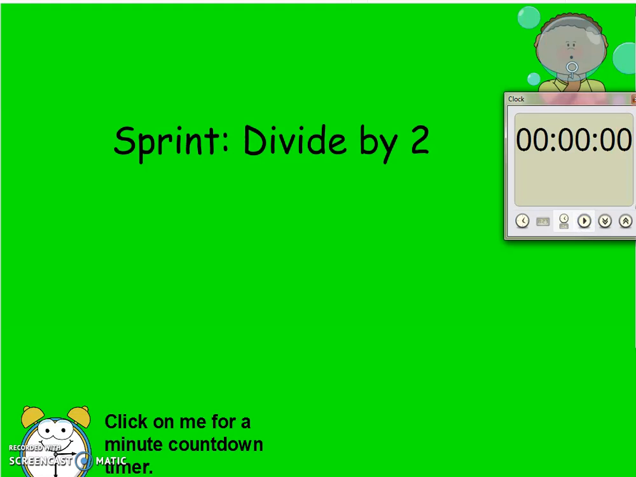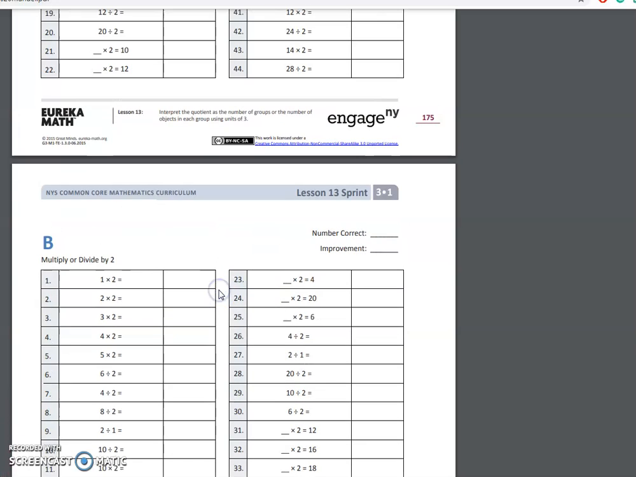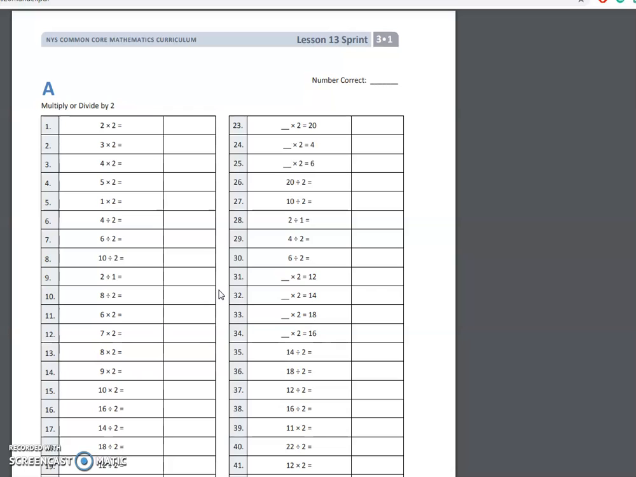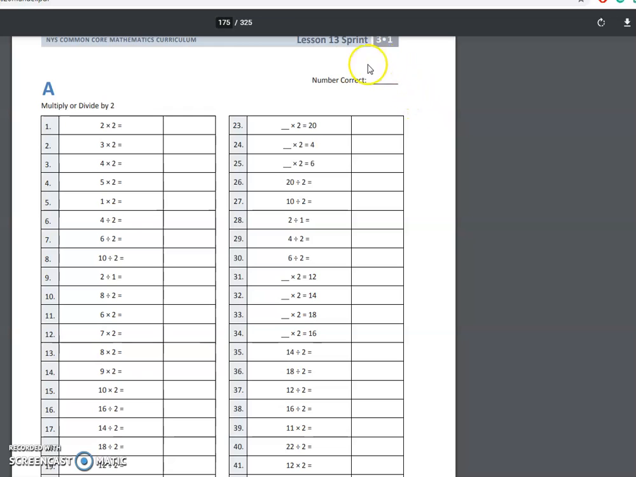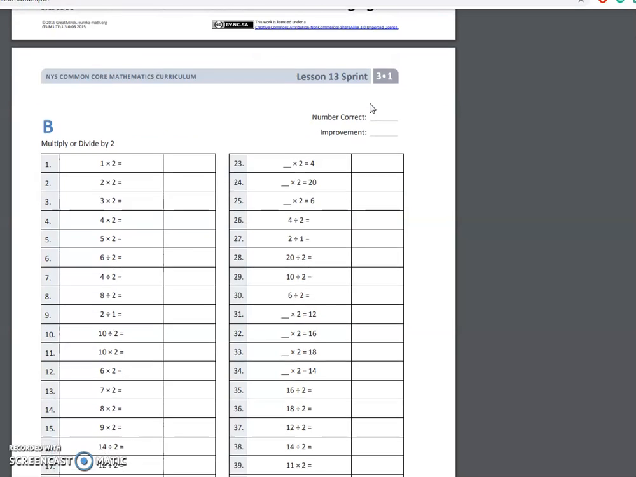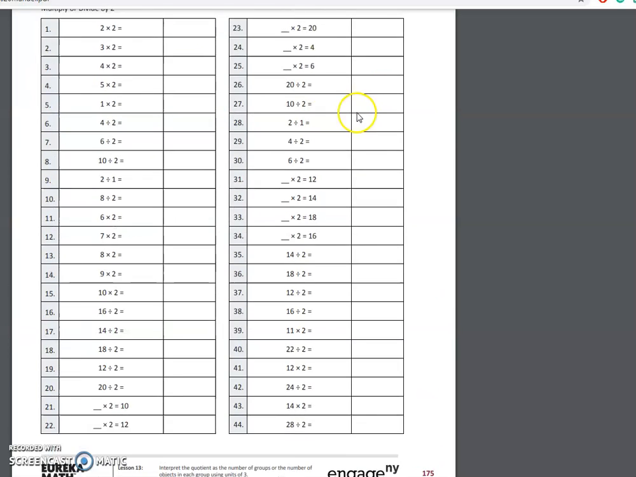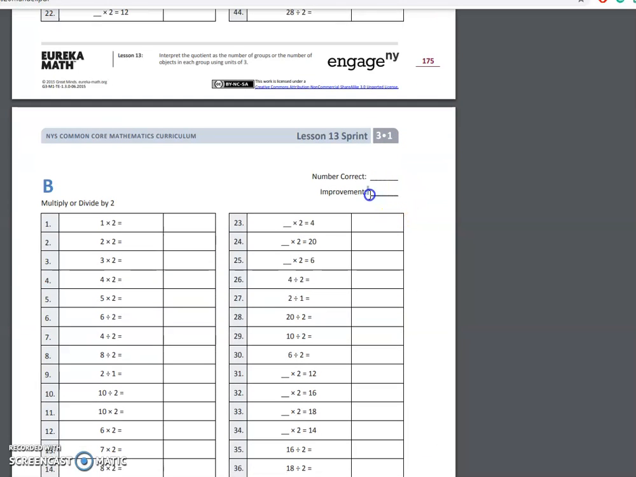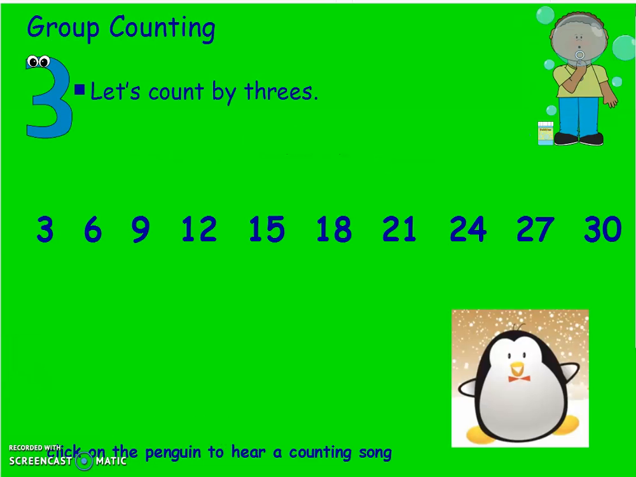And stop. Pencils down. So at the end, we're going to have our answer key. At the end of everything, I want you guys to go in an answer key and check to see all the ones you have right and put the number up here, the number correct. And then for the second one, you're going to check the numbers you have correct here. And then you're going to take the second number you got, and you're going to subtract the first number, and that's going to be your improvement score. So that's what we're going to do with our sprint after this. So that's going to be inside of our answer key.